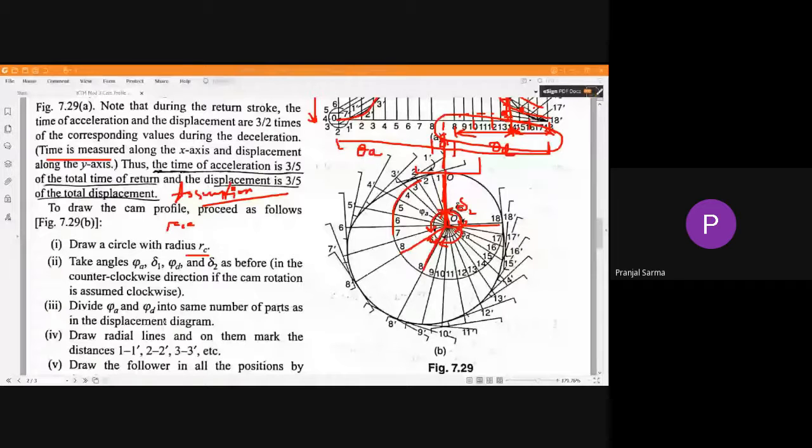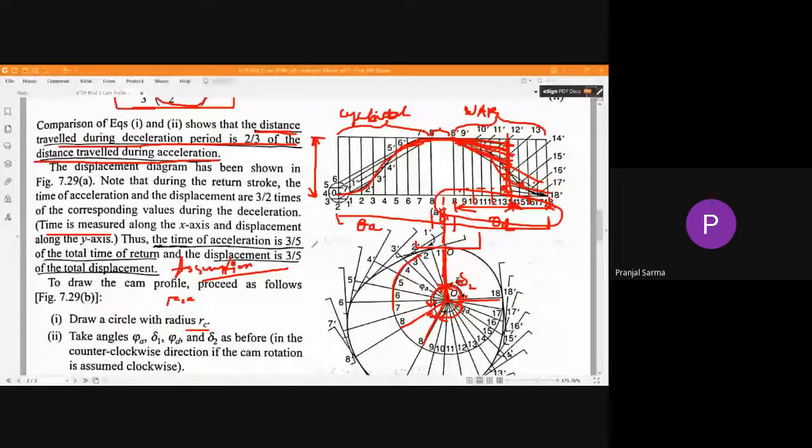Okay. So after that, what we need to do depends on how many divisions you have made in your previous displacement diagram. In this case, we have made 8 divisions in the ascent stroke and 10 divisions in the descent stroke. For the dwell, there should not be any division. No need for any divisions now.